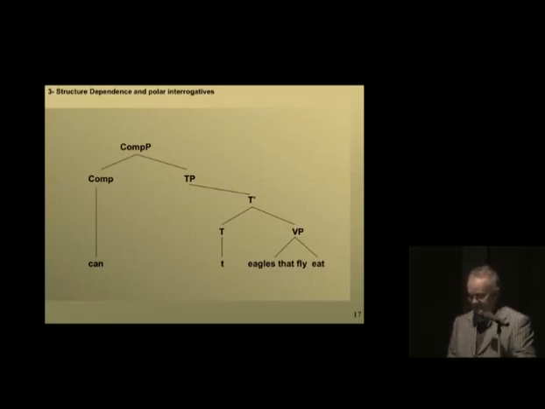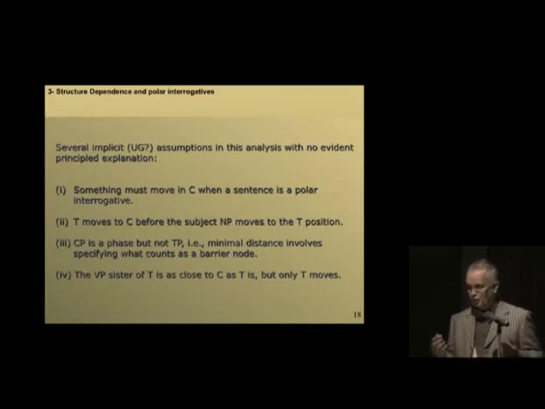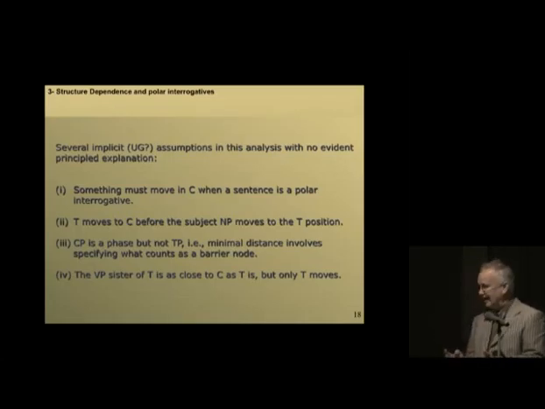Now, there are several implicit assumptions here. If we try to replicate the experiment, that is, to do the derivation as neutrally as possible, we realize that there are several implicit assumptions in this analysis for which there are no evident principled explanations right now, and we're looking for principled explanations all along. I'll look at 4 simple implicit assumptions here.